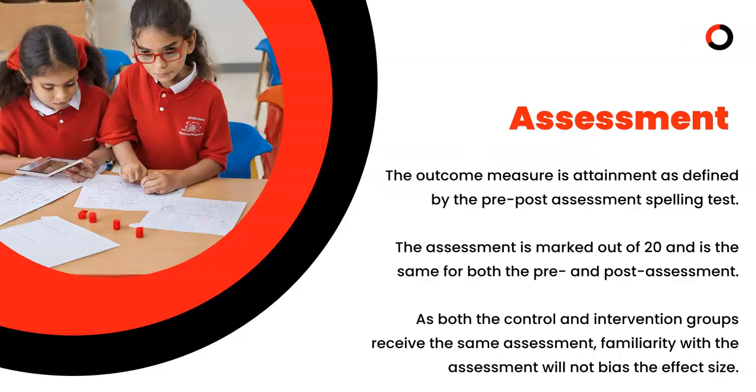And finally, the assessment. We include an assessment guidance sheet in the resource folder, but the outcome measure is attainment defined by the pre and post spelling test. The assessment is marked out of 20 and is the same for both the pre and the post assessment. As both the control and the intervention groups receive the same assessment, familiarity with this should not bias the effect size.